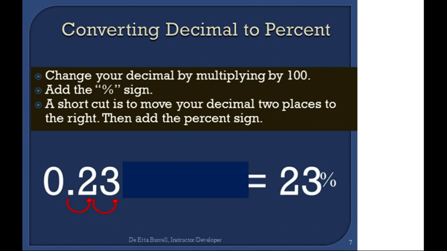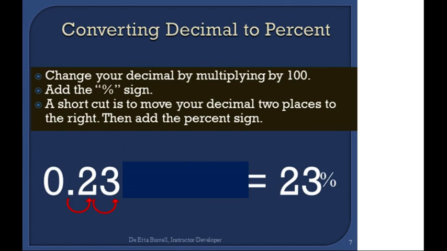So, if I have the decimal, what is this decimal? Read the decimal to me. 23 what? Hundredths. 23 hundredths. If I've got 23 hundredths and I need to change it to a percent, what am I going to do? Look on the board. I got a decimal. I'm going to make it a percent. Multiply by 100. So, change your decimal by multiplying by 100.